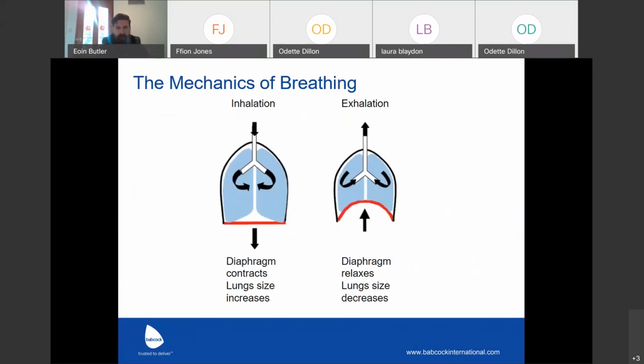Okay, this diagram may help with that. For inhalation, we can see the diaphragm contracts and flattens. The red line is the diaphragm contracted, flattened. So the lung size will increase. Air is pulled in through the nose and mouth, down the trachea, and fills up the lungs, to fill that space. When the diaphragm relaxes, we can see that the space in the thoracic cavity is reduced, so it squashes the lungs and pushes air back out. So the lung size is decreased. So the lungs are not muscles. Does everybody understand that, or do you want me to recap it?